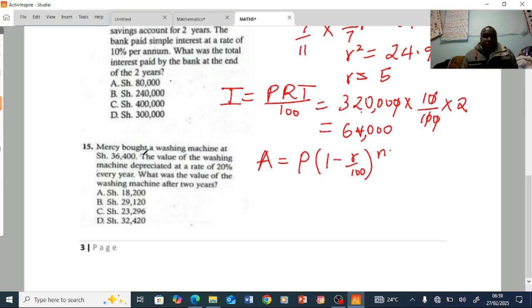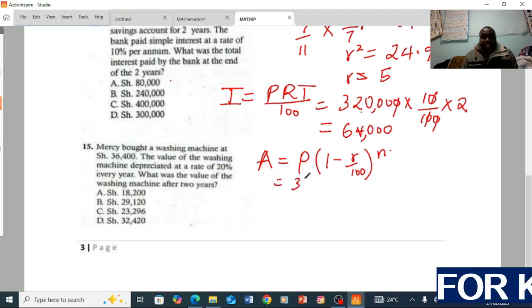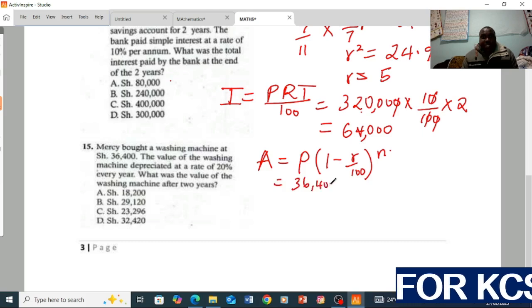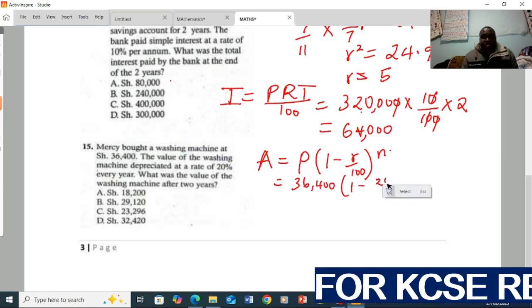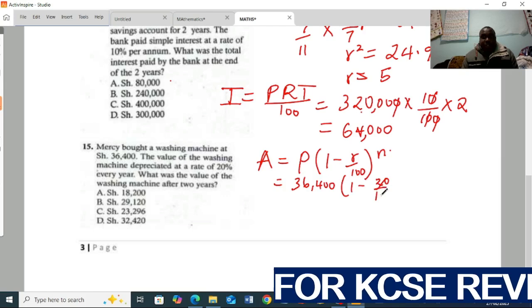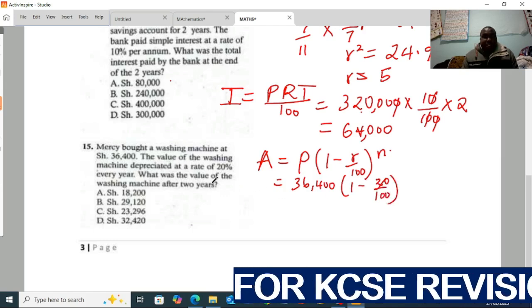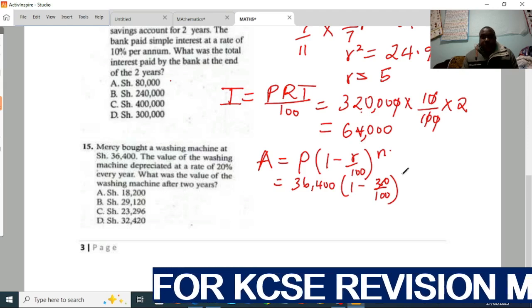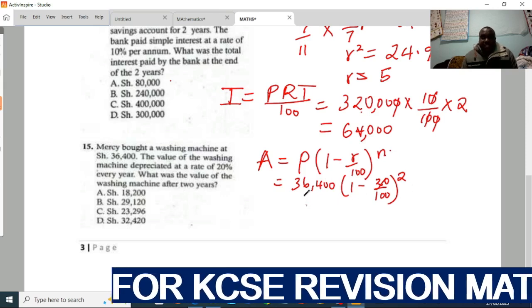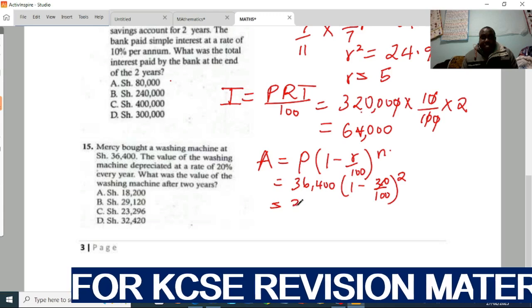So the man bought a machine, the value was 36,400, and the machine depreciated at a rate of 20 every year. So it means that principal, which is 36,400, times open bracket 1 minus the rate, which is 20 over 100. How many years were there? Every year. What was the value of the washing machine after 2 years? N is the number of years.